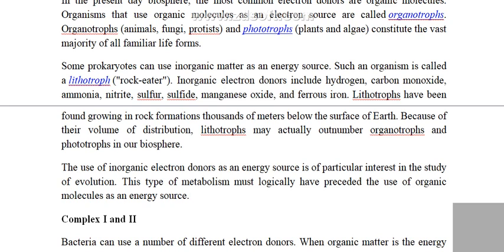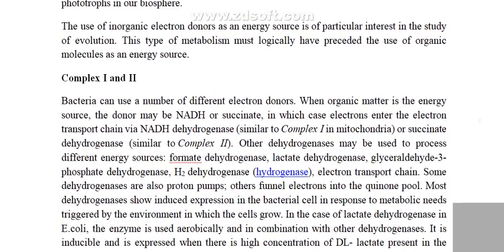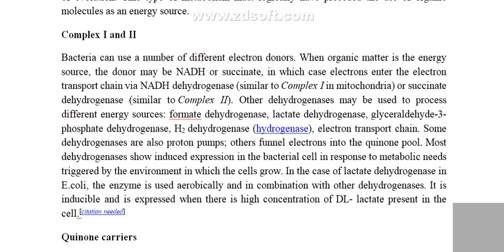So lithotrophic organisms donate electrons from inorganic energy sources like hydrogen, nitrite, ammonia, sulfur, sulfide, manganese oxide, etc. These electron donors are of particular interest because through them we can learn about the evolution of those particular microorganisms. Now, in the electron transport chain of bacteria, you have different complexes. So first we will see complex 1 and complex 2.